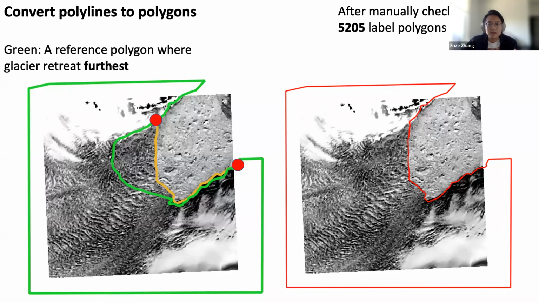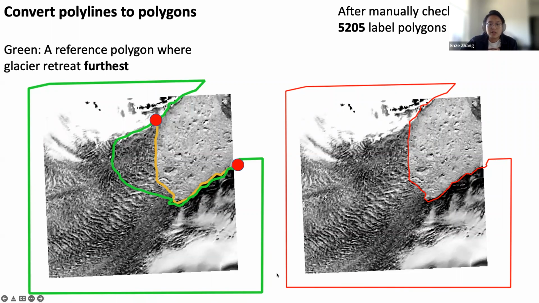But the terminus in TermPick are actually curves like this orange line. And to generate the binary ground truth images, we need to convert those polylines into polygons. To do so, we need to prepare a reference polygon for each glacier. So this green polygon is actually the reference polygon.